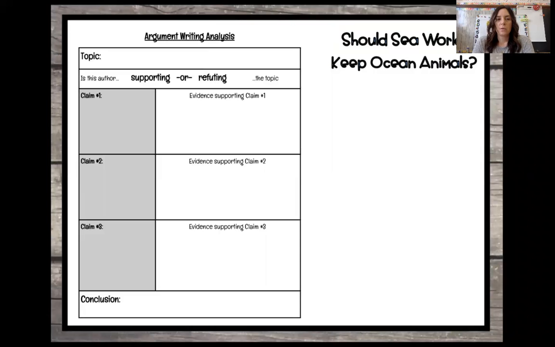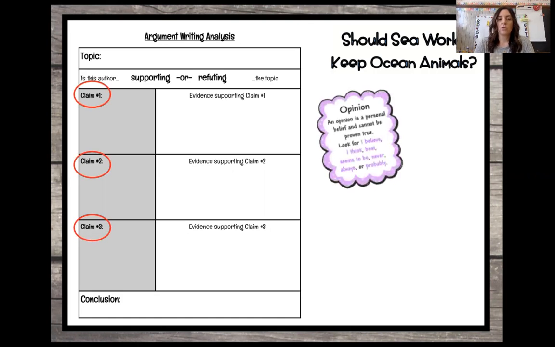And then on the left side, there is the claims, and on the right side, it's the evidence that supports the claim. So if you think back to our first lesson on taking notes, we had the main idea on the left, and then we had the details that supported it on the right. So this organizer is similar to that. You want to think of the claim as the main idea, or like what the author is trying to prove.